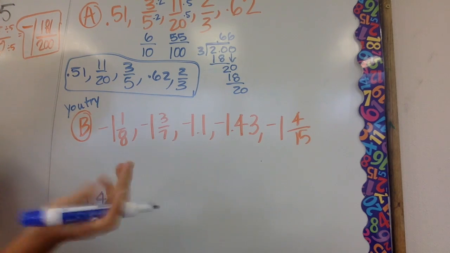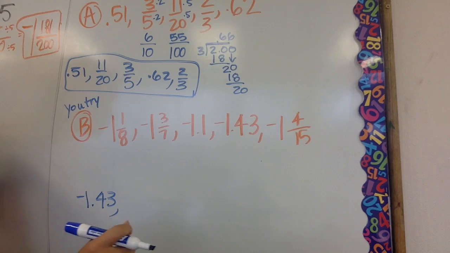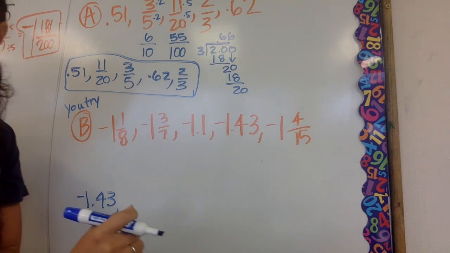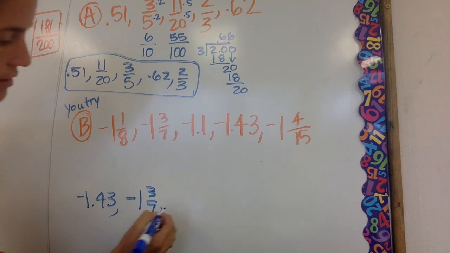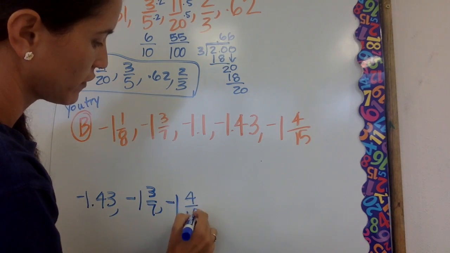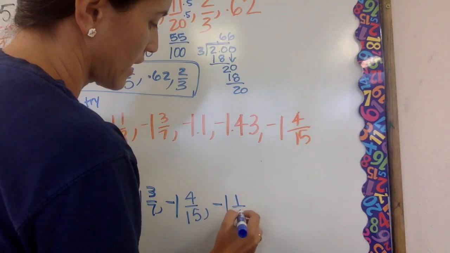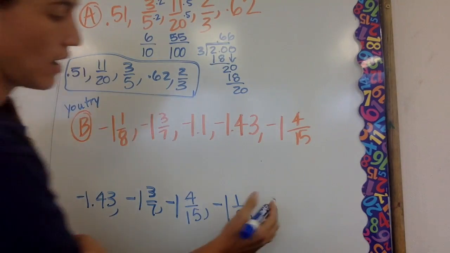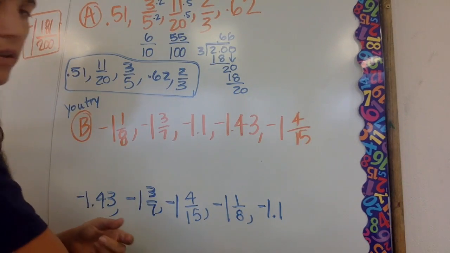-1.43. Now remember, negatives are going to be, the least is really going to look like the biggest. -1 3/7. -1 4/15. -1 1/8. And then -1.1. And that's really your biggest number.